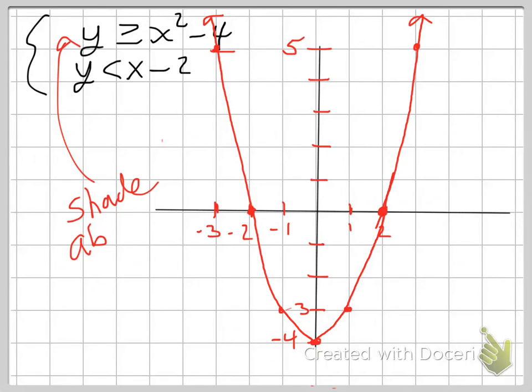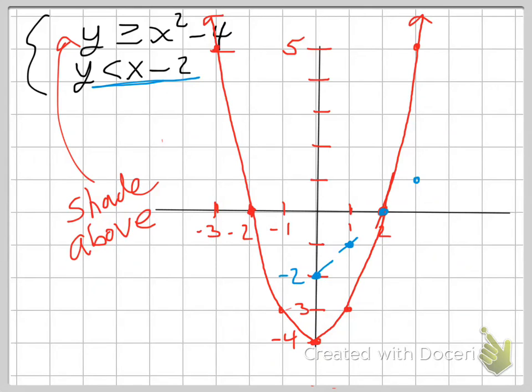Now we have y is greater than or equal to x squared minus 4, so we want to be larger than or above the parabola. So we're going to shade above, or you could also say you're shading inside the parabola. Now the other one I want to graph is y is less than x minus 2. So that has a y-intercept of (0, negative 2) and a slope of 1. So you're going to go up 1 over 1, up 1 over 1.